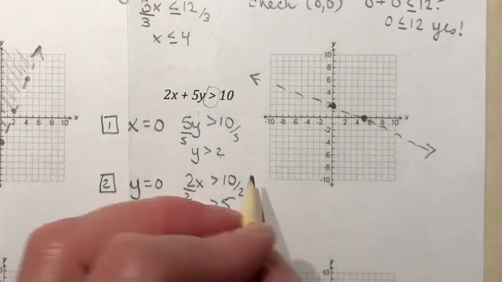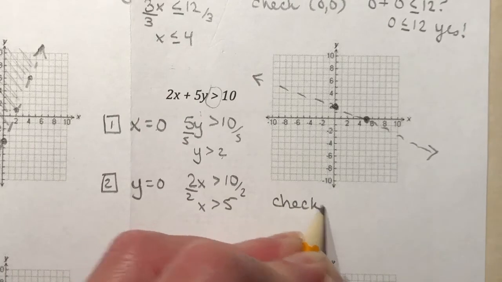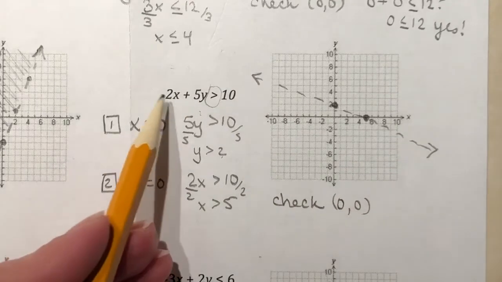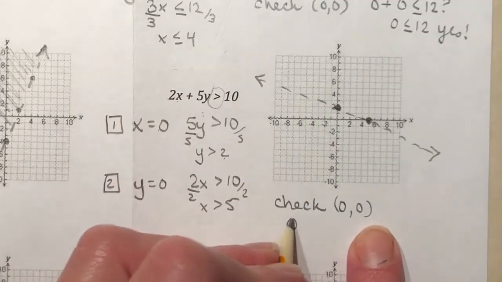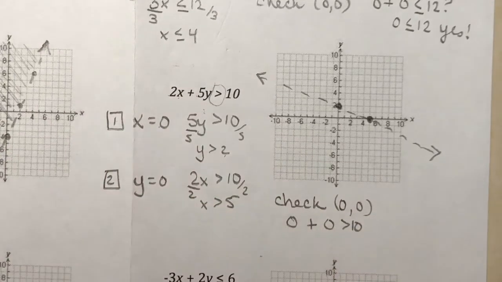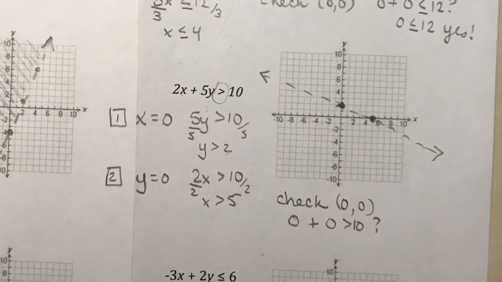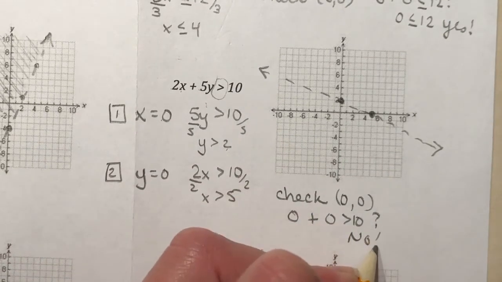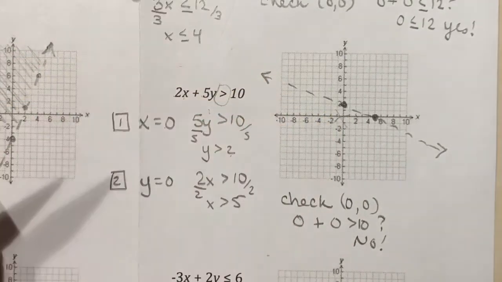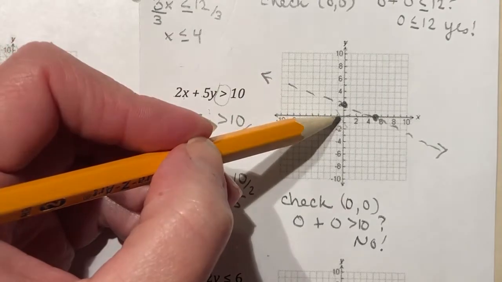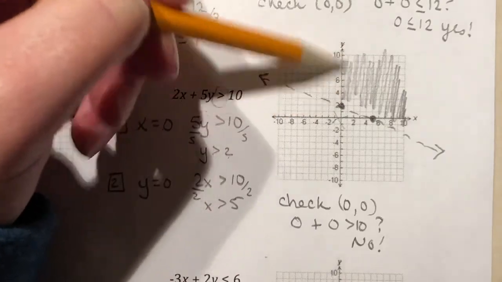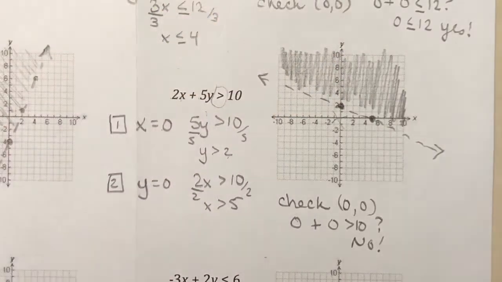And now I'm going to check my point at 0, 0 to see if I'm shading below the line or not. 2 times 0 is 0, plus 5 times 0 is 0. Is 0 greater than 10? No. 0 is less than 10. So this time I'm not going to include that point in there. That is not a solution. So that means everything on the other side has to be a solution. So everything we shade in here is a solution to this system.